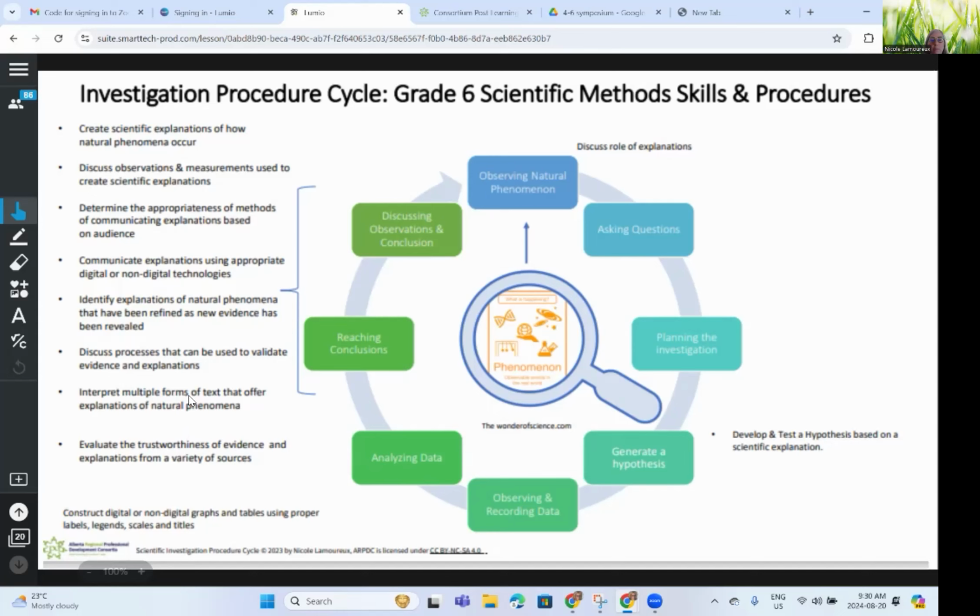And for interpret multiple forms to explain it, that should be after they've drawn their own conclusions, and then look at them multiple ways, and then there's argumentation that happens. And evaluate the trustworthiness of it. This all is happening towards the end. So I'm going to close out of Lumio and we're going to go back into the actual presentation in Zoom.